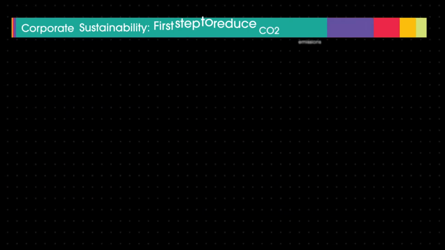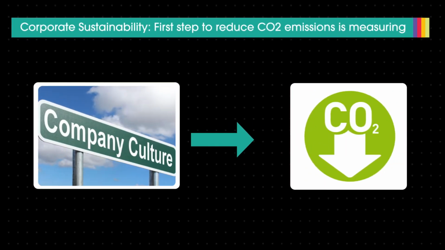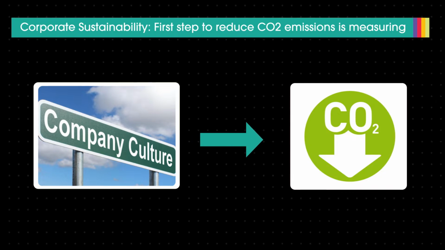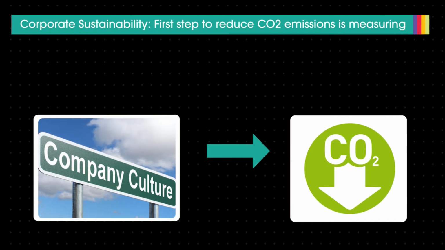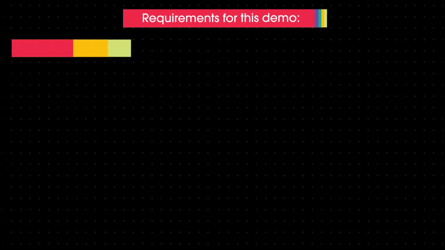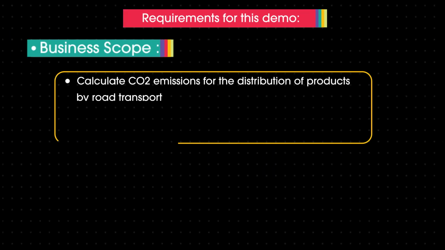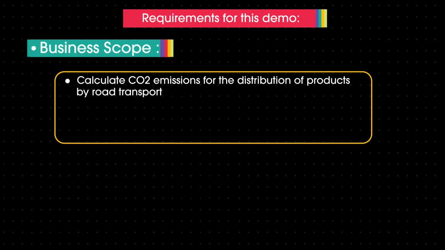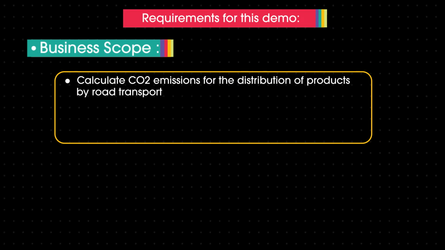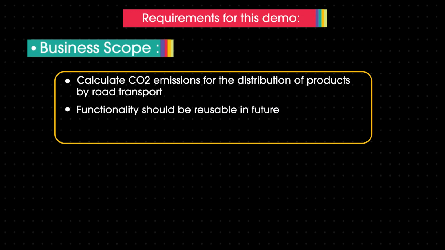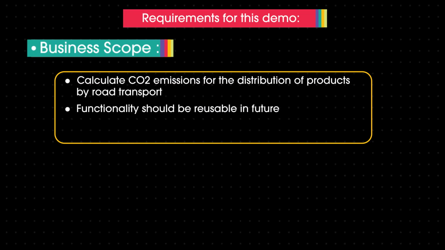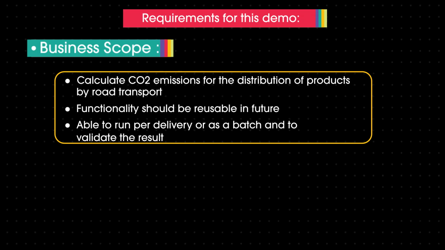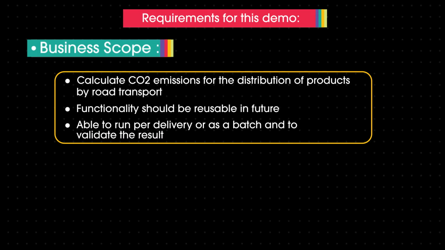For example, if you are in the logistics business and want to reduce your CO2 emissions, the first step is to know what your emissions are. The challenge is to determine CO2 emissions for the distribution of goods by road transport. We want it to be ready to be deployed on purchasing transport and on all transport types. And we want to be able to run it either per delivery or at a batch level, and to validate the result.